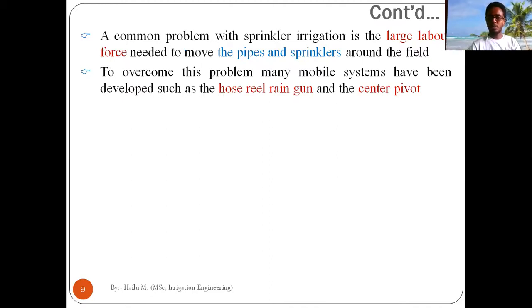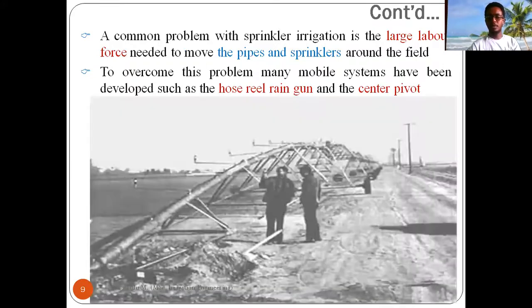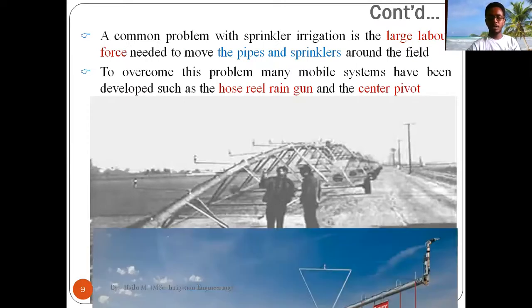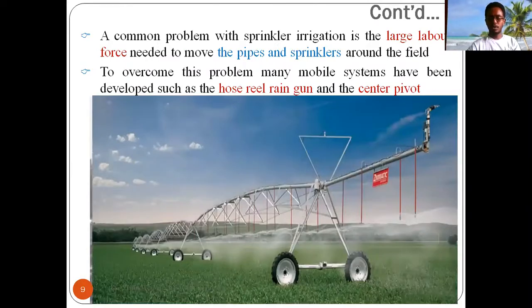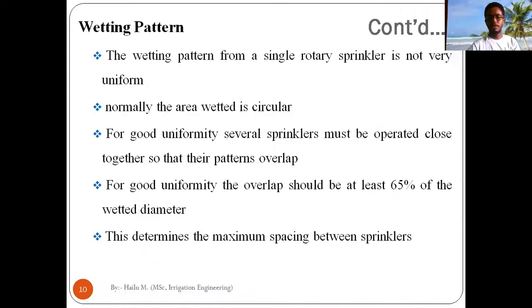To overcome this problem, many mobile systems have been developed, such as the hose reel gun and the center pivot. This is a center pivot type of sprinkler irrigation. Automatically, it moves on the fields and it can reduce the requirement of large labor forces which are required to move the pipes and sprinklers around the field.